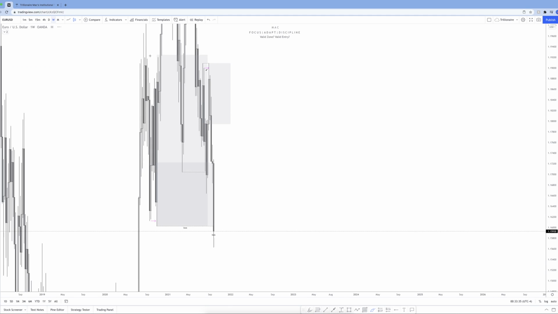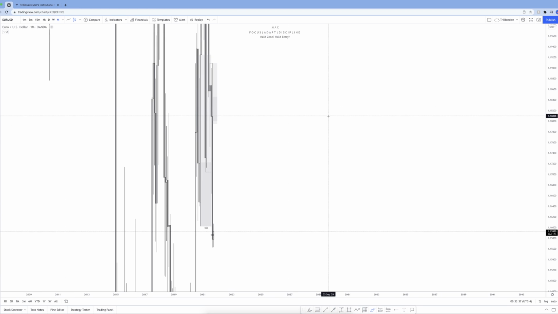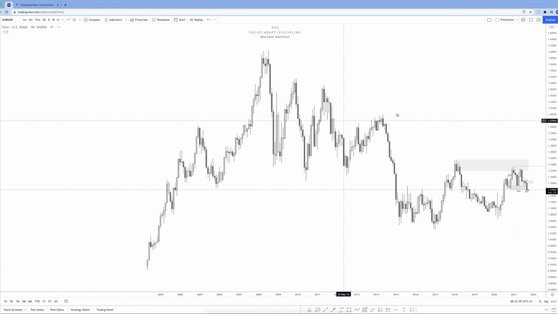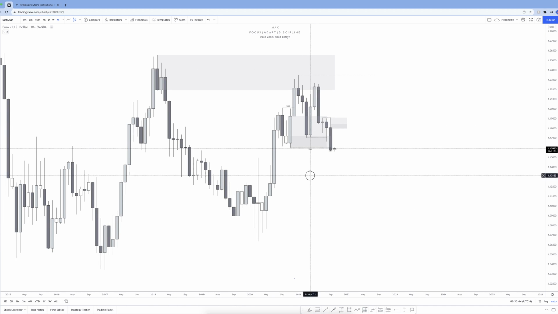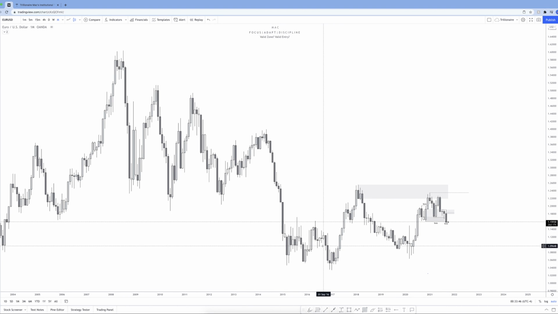As I conclude my top-down analysis, what I want you guys to get from this is that on the monthly time frame, we are overall bearish. We understand that just based on current monthly price action. Now, you don't have to necessarily use all of this.